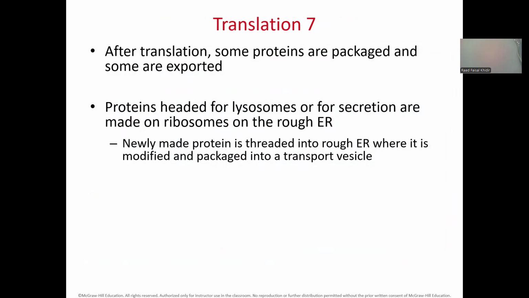So now it's very important to look at the significance. Why do we have a subset of ribosomes that are free-floating in the cytosol, and a subset of ribosomes that are embedded on the endoplasmic reticulum? That's why we call it a rough endoplasmic reticulum. Why is it rough? Because it has ribosomes on it. So what's the difference?